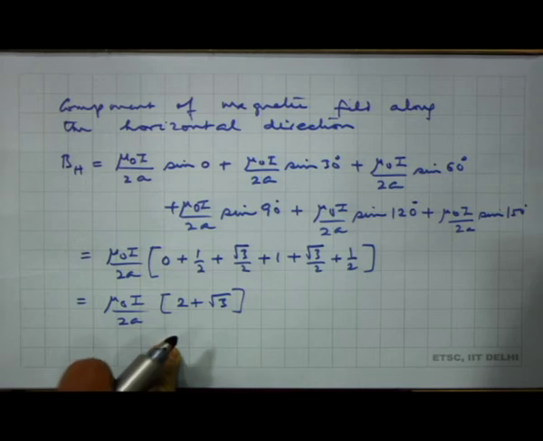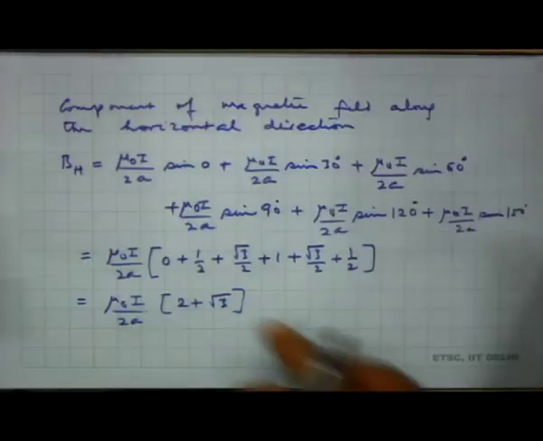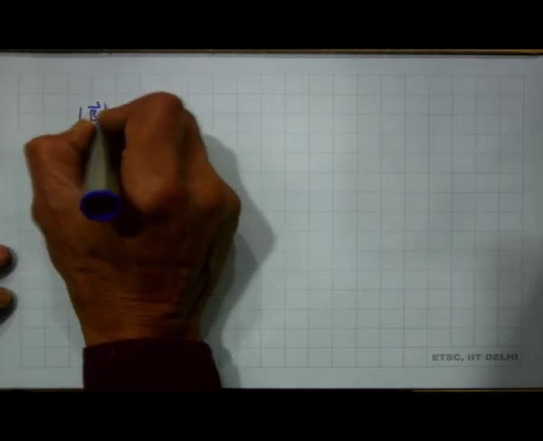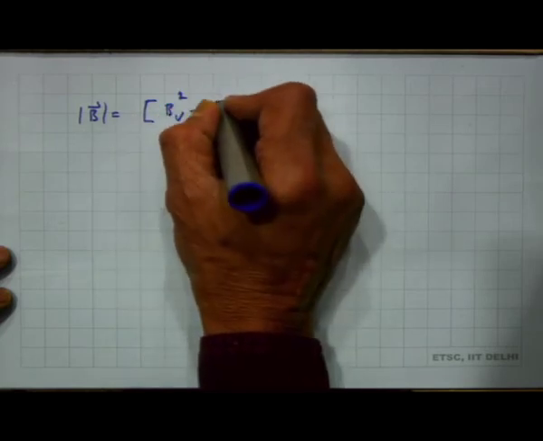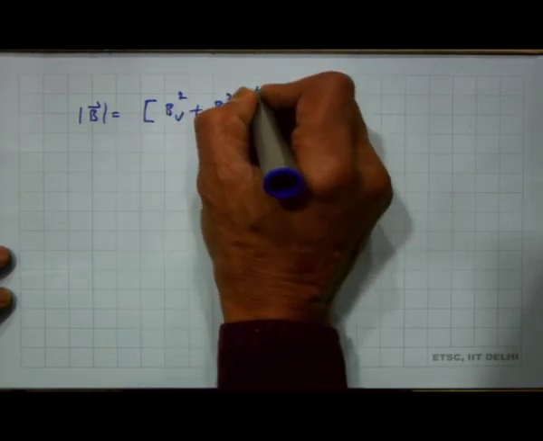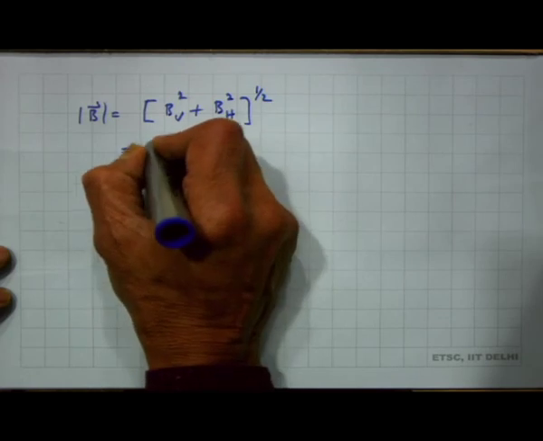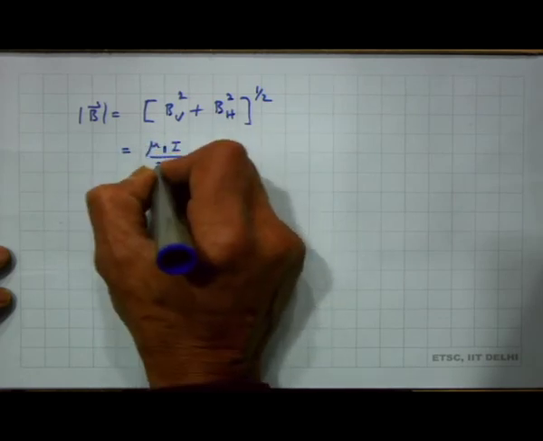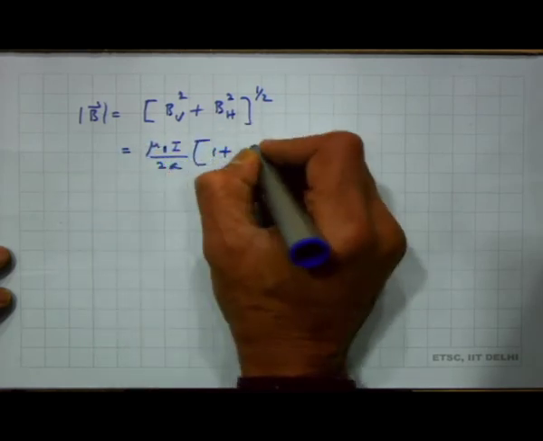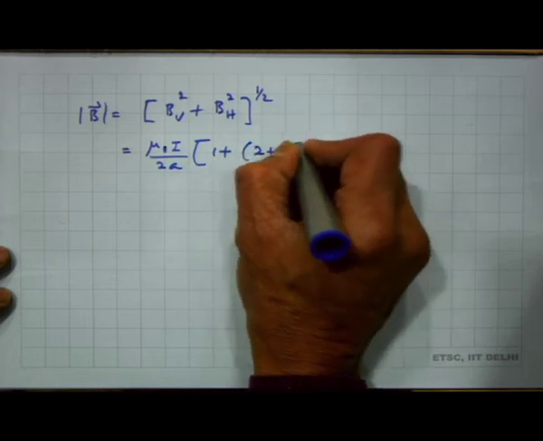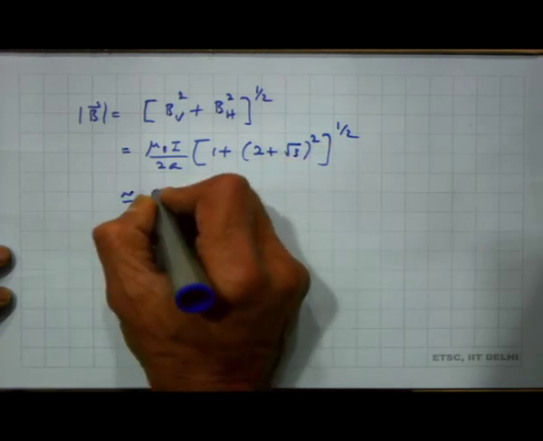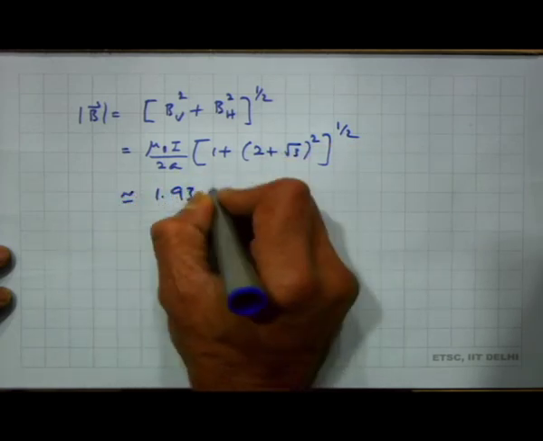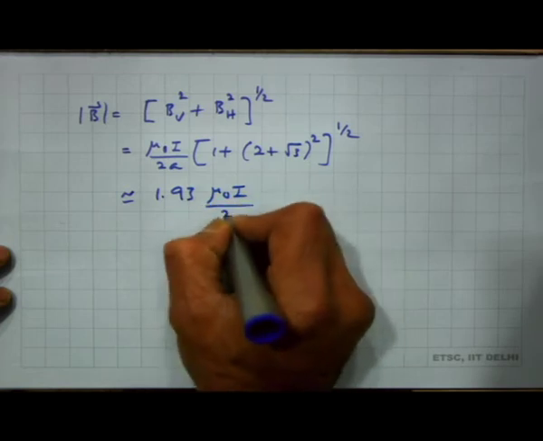We have already calculated the vertical component as mu naught I by 2a. So, we can calculate the total magnetic field magnitude. So, B magnitude is equal to square root of B vertical square plus B horizontal square, which is equal to mu naught I by 2a into 1 plus 2 plus root 3 whole square whole raised power half, and that comes out to be about 1.93 mu naught I by a.